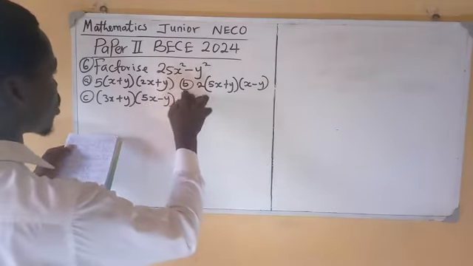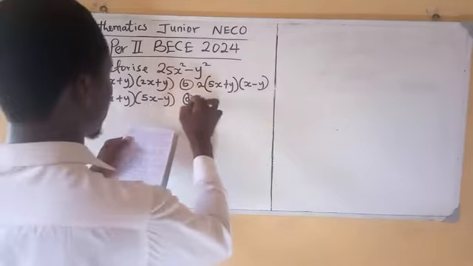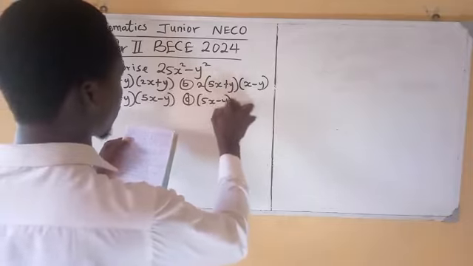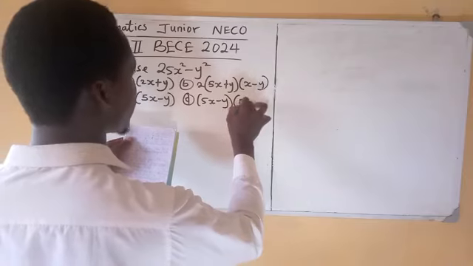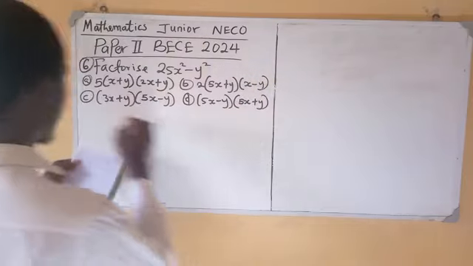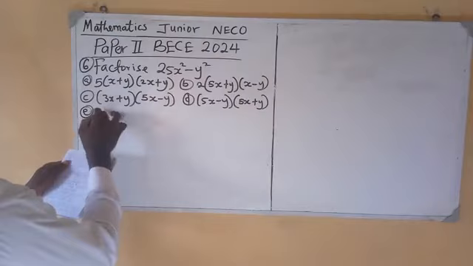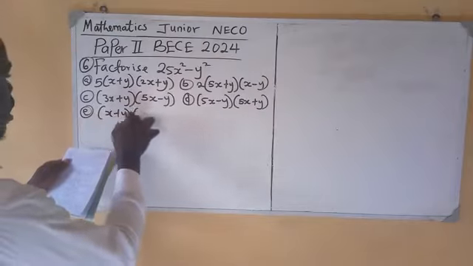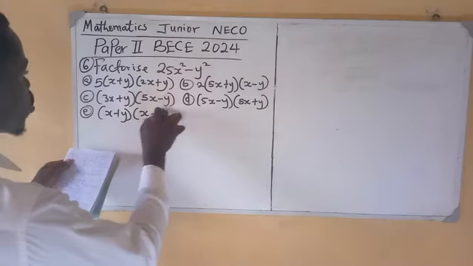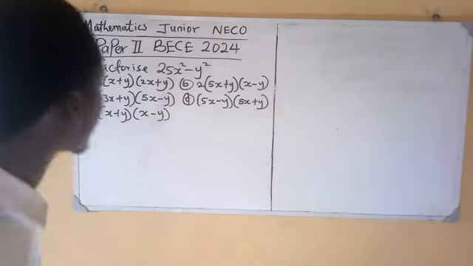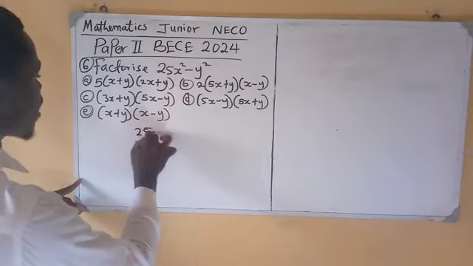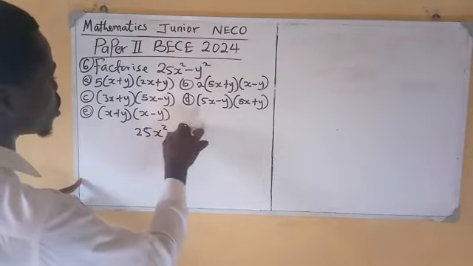And option D, we have 5x minus y and 5x plus y. And then option E, we have x plus y into x minus y. Okay, so we are asked to factorize 25x squared minus y squared.